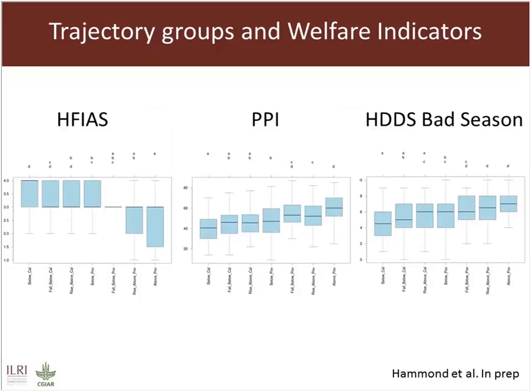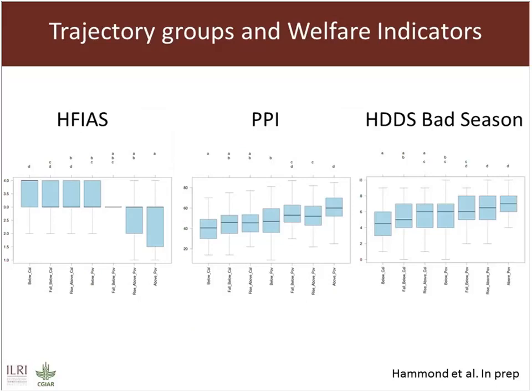So does that actually relate to other welfare indicators that were measured independently? Here we have on the x-axis in each of these box plots those 7 groups. On the left, the most food insecure ones that stayed food insecure, up until the right where you have the relatively wealthy households. Then we compare those groups on how they perform in terms of HFIAS, the Household Food Insecurity Access Scale developed by USAID. The higher the score, the more food insecure you are. There seems to be a relationship between our grouping and that indicator.